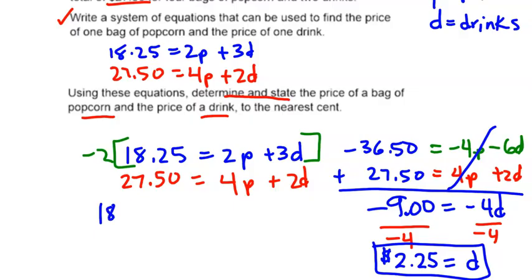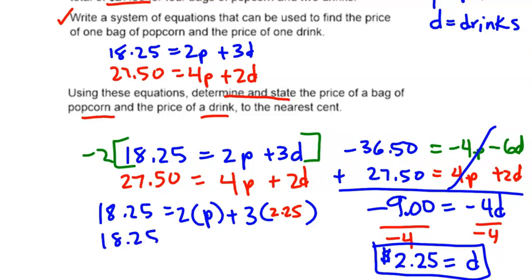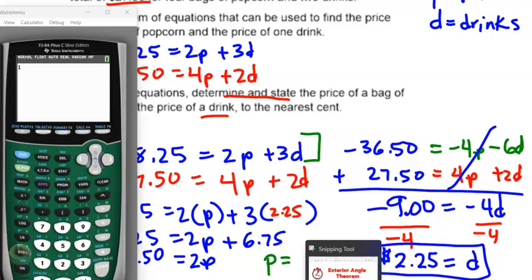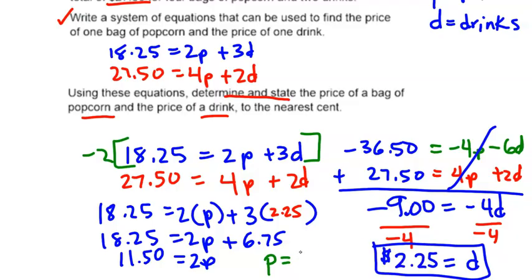So I think I'll use the first sentence, 18.25 equals 2P plus 3 drinks. And now I have a value for D, so I'm going to put that 2.25 here. So 18.25 is equal to 2 popcorns plus 6.75. Subtract 6.75 from both sides. We're going to get 11.50, and then divide both sides by 2, and we're going to get 5.75.